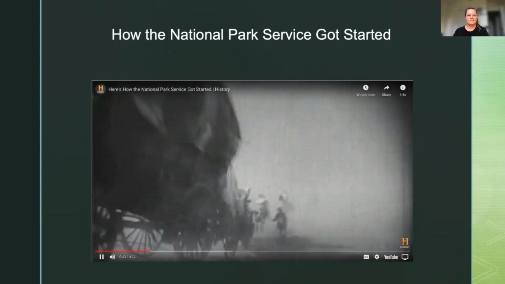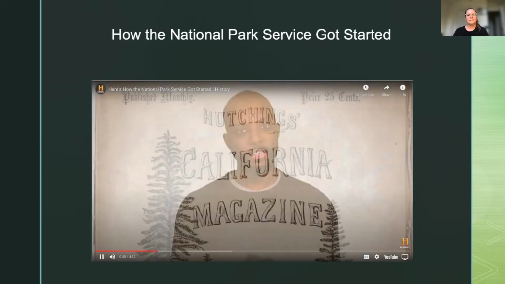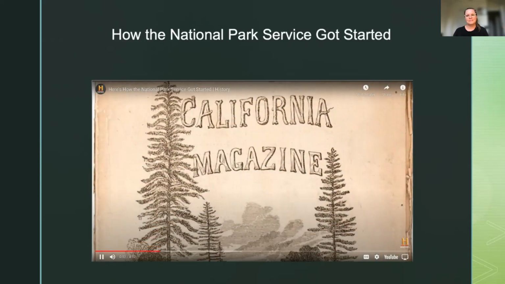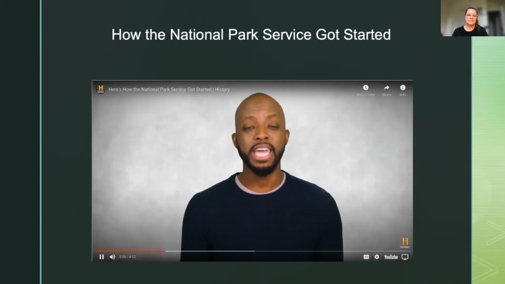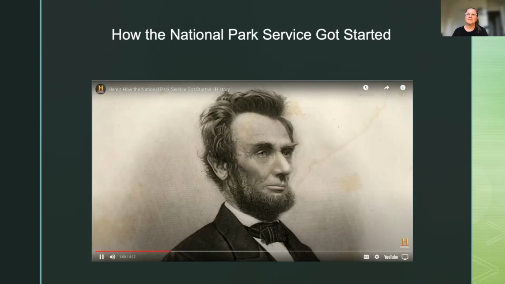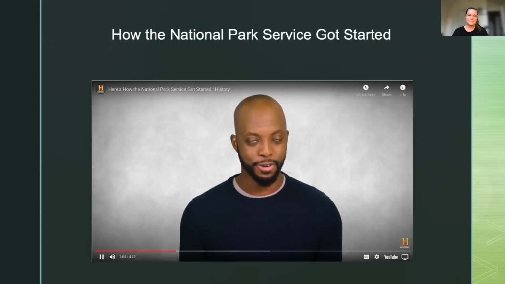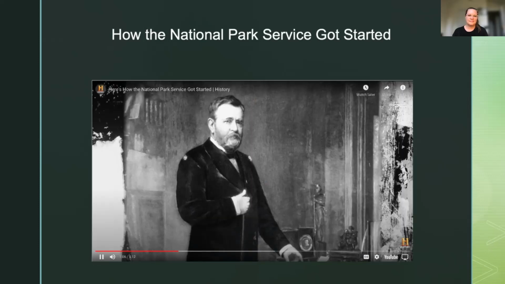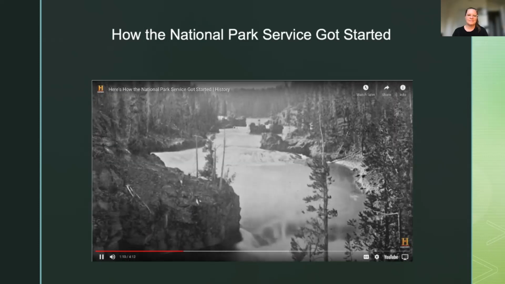In 1855, a British man named James Hutchings, along with 2 Indian guides, visited the Yosemite Valley and began to write articles promoting California's scenic wonders. Almost overnight, Yosemite became a destination. It was so popular that President Abraham Lincoln put it under protection during the Civil War. But Yosemite was not the first national park. In 1872, President Ulysses S. Grant declared Yellowstone the first ever national park.